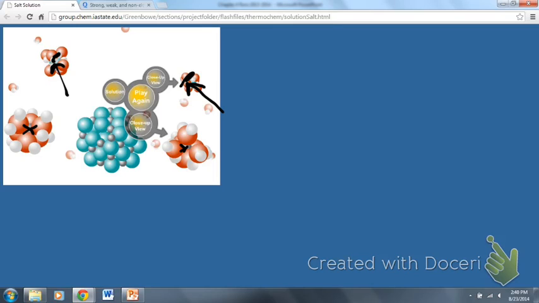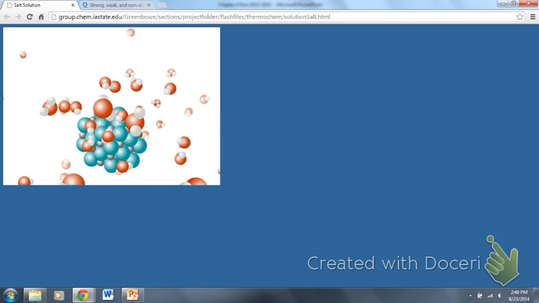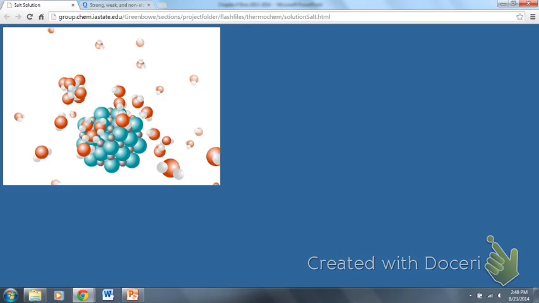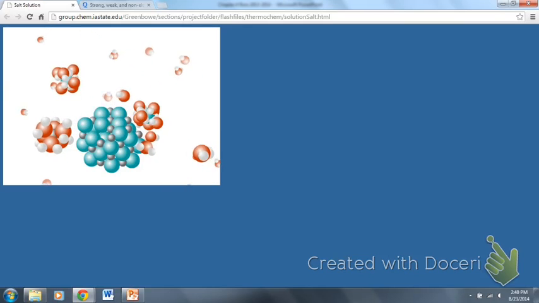So I'm going to show you once again what's going on, but if you notice, those ions are surrounded on all sides by water molecules, which is what we call hydration. So see, once more you can see they come around and then they rip it right off of the salt.